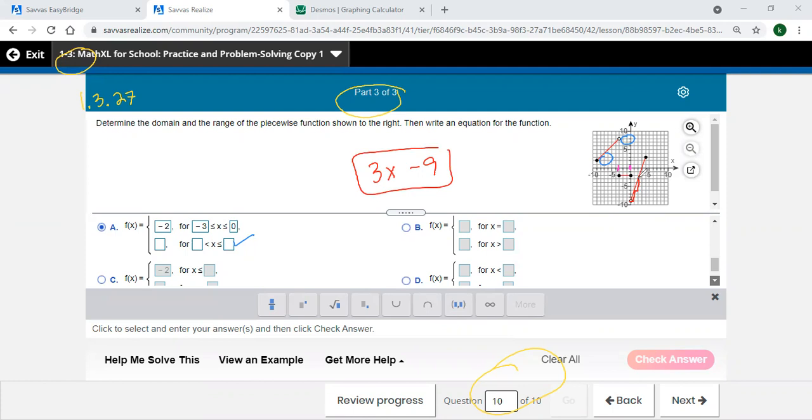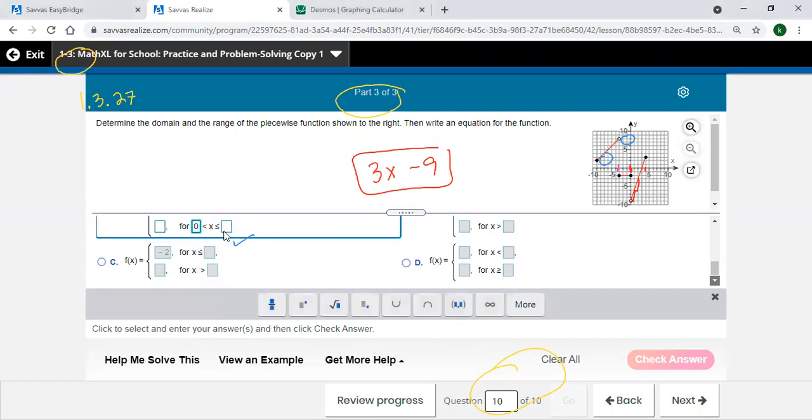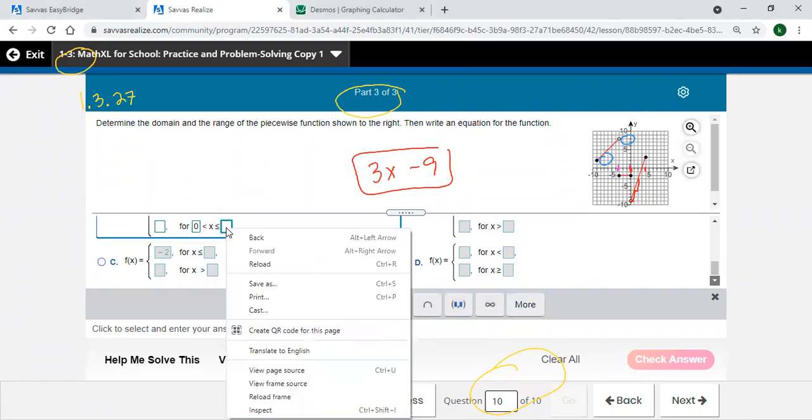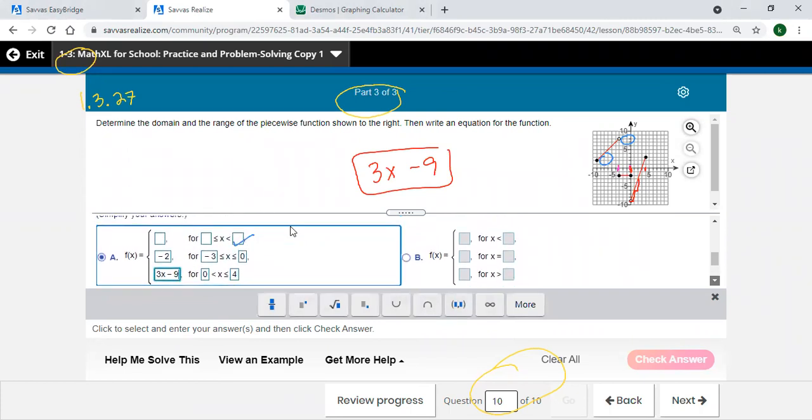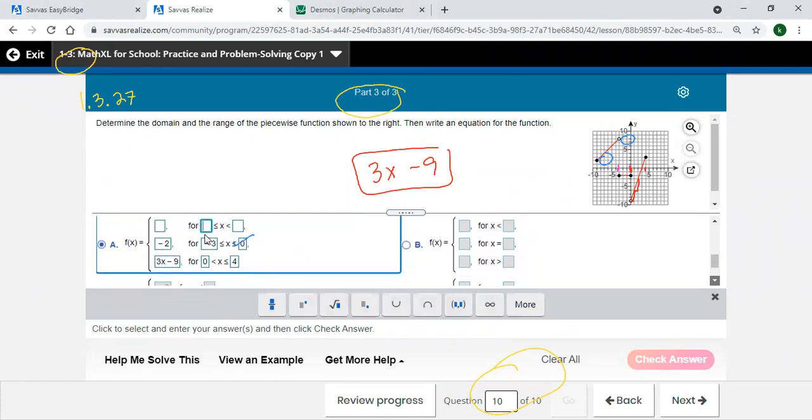And that goes from the x of 0 up to an x of 4. So an x of 0 to 4. The equation of that part is 3x minus 9. All right, just got one left. Let's do this part first. That seems easier to me anyway.